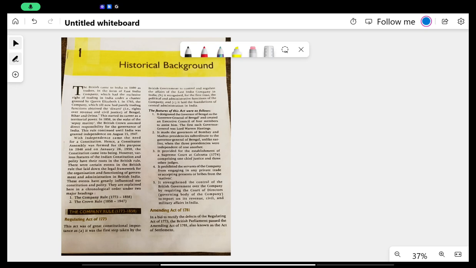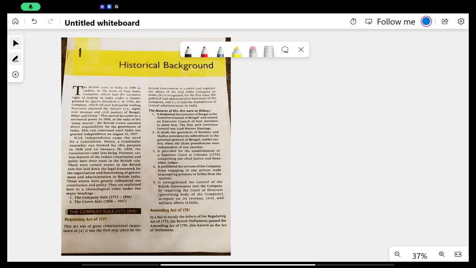Actually, the thing is that I too didn't notice it, why it was written 1773. Just now, while describing it to you, I noticed that the Company Rule is actually said to be from 1773, whereas the company was already ruling from 1765, and of course before that too.